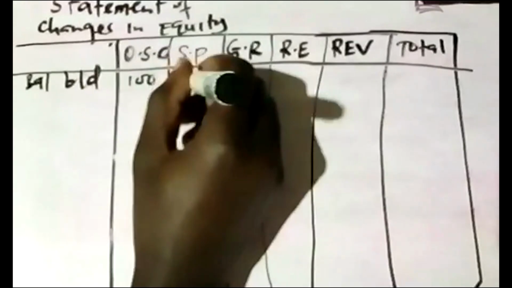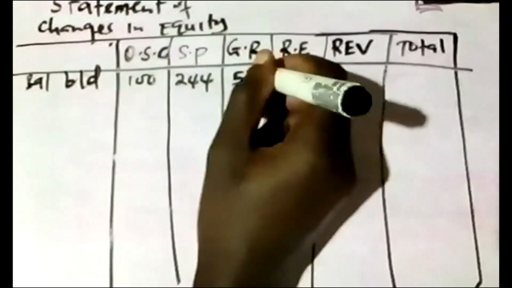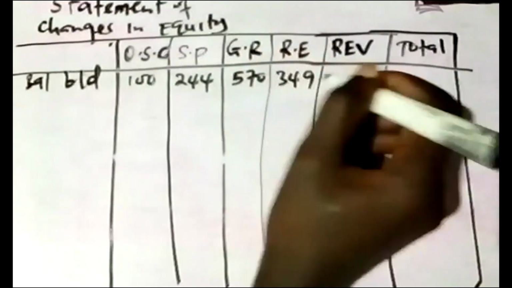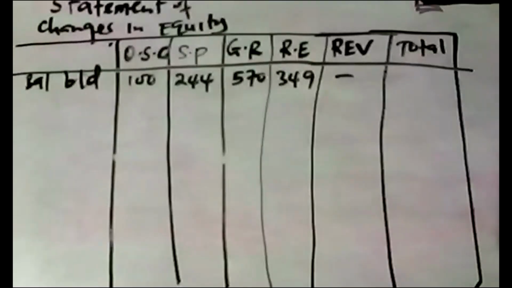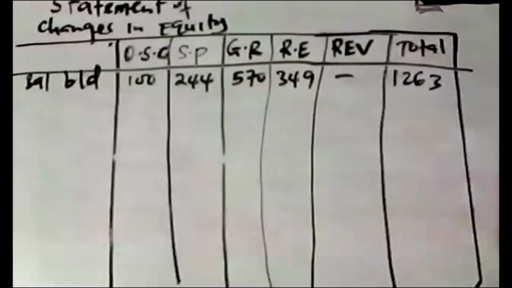We have 100 for ordinary share capital, 244, we have 570, there was 349, then this is dash. So you give me the total. That is 344 plus 570 plus 349. On my side, I'm getting 1263. 1263. All right.